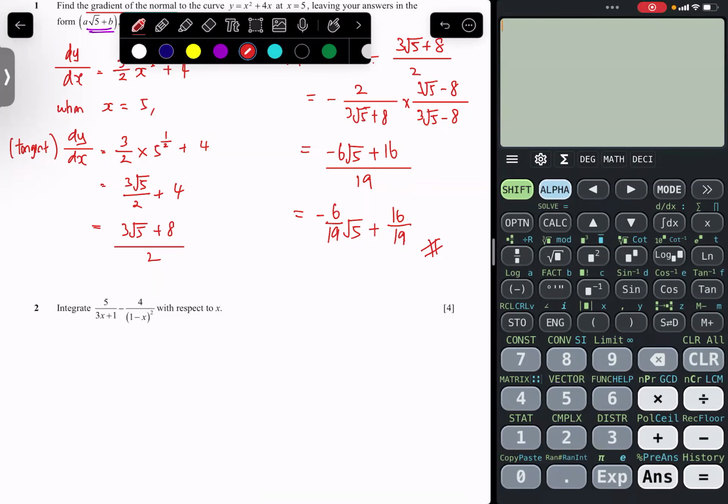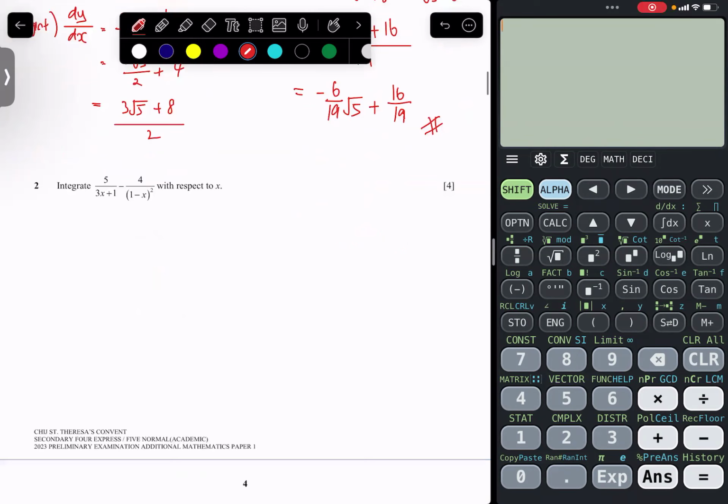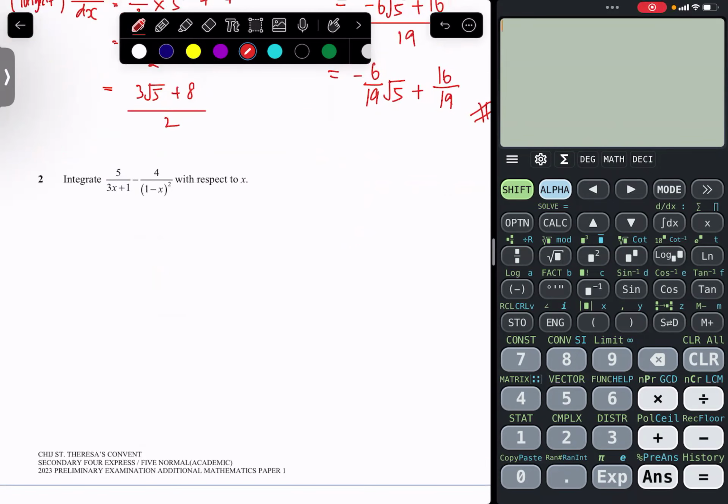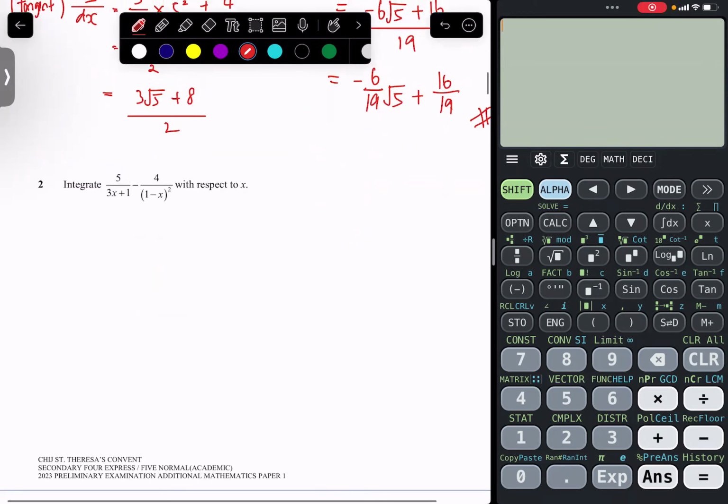Question 2. Integrate 5 over 3x plus 1 minus 4 over (1 minus x) squared with respect to x. So we integrate 5 over 3x plus 1 minus 4 over (1 minus x) bracket squared dx. Very important to write the dx.